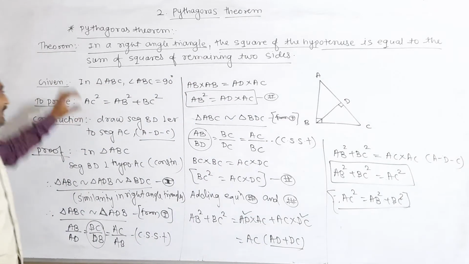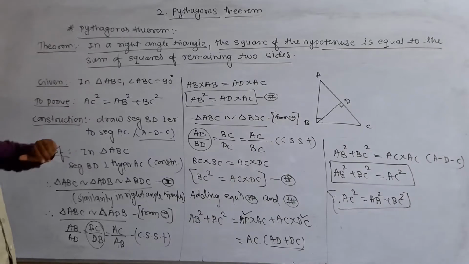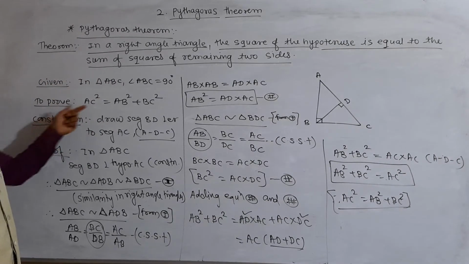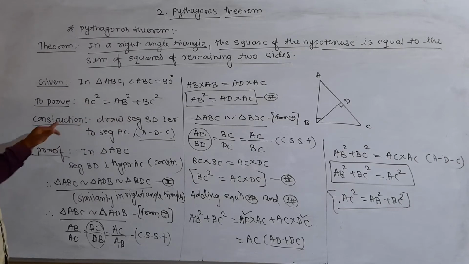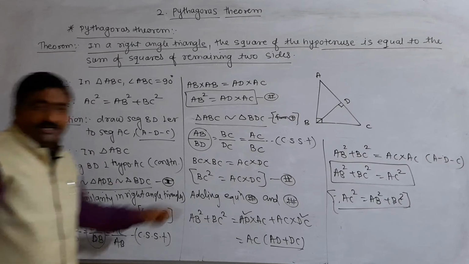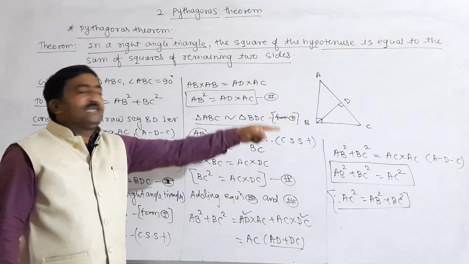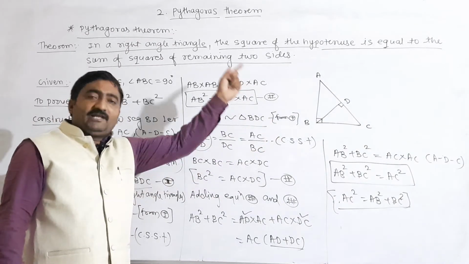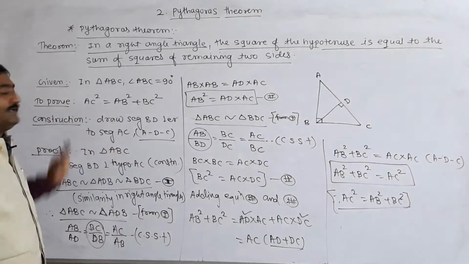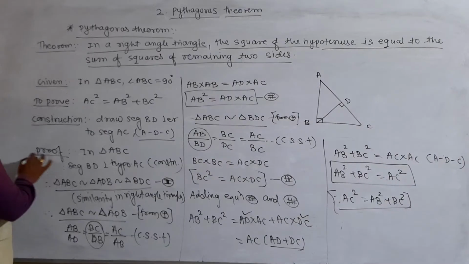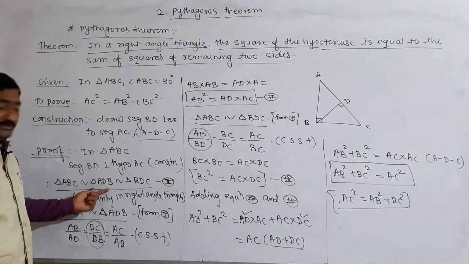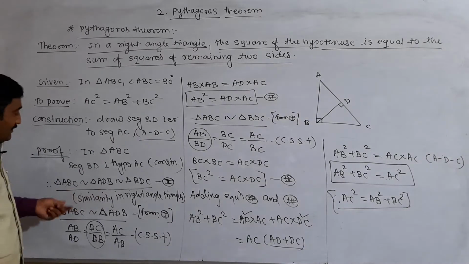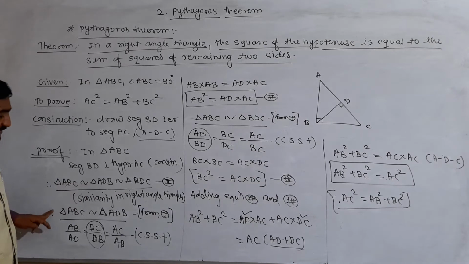So remember that the first given triangle is a right angle triangle. We have to prove hypotenuse square is equal to the sum of squares of the remaining two sides. Then the construction, remember the construction, this is very important. We draw a perpendicular to segment AC. Segment BD is perpendicular to segment AC. First point is similarity in right angle triangle. These three triangles are similar. From equation first we have to take first.